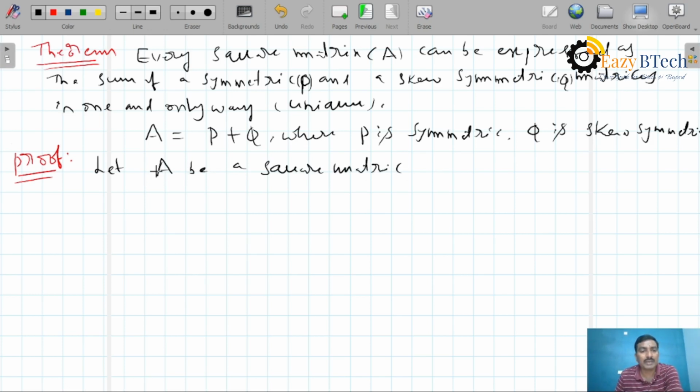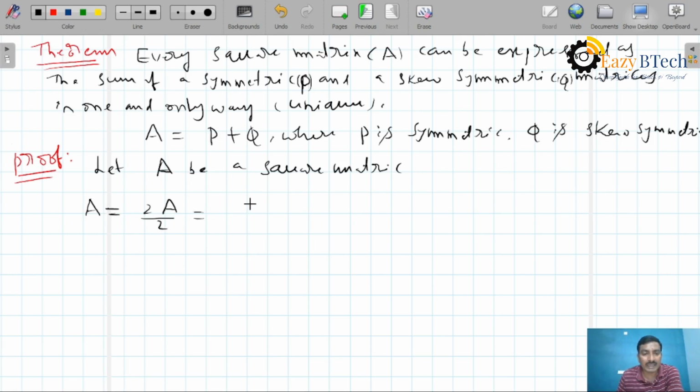Yeah, first we have to take a square matrix capital A. After that we have to prove that A equals P plus Q, where P is symmetric and Q is skew symmetric. So this A I can write as 2A by 2. This matrix capital A can be written as 2A by 2. The 2s cancel, and again you will get A.